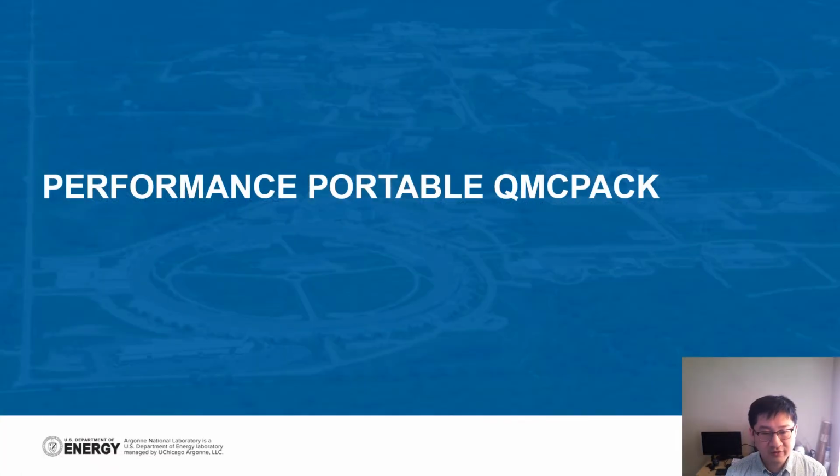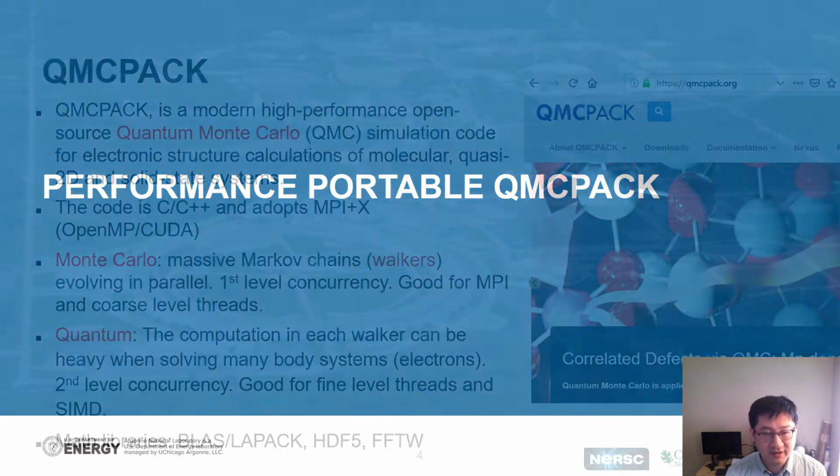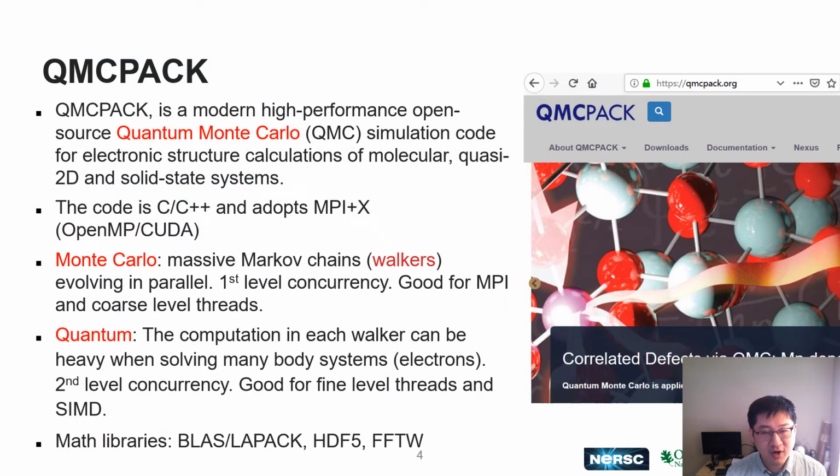Let's start with the QMCPACK design. QMCPACK is a modern high-performance quantum Monte Carlo simulation code. It is based on C++ and adopts the MPI plus X programming model. It has two main levels of concurrency. The name Monte Carlo indicates there are massive Markov chains to work with. They are called walkers. It is the coarse level concurrency.